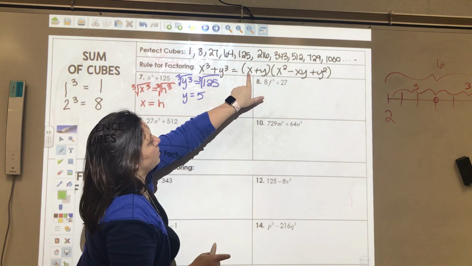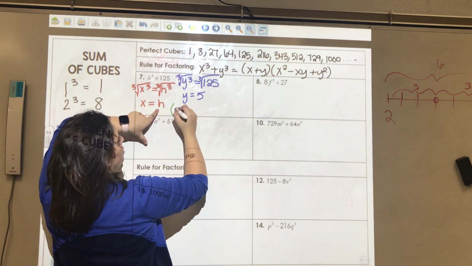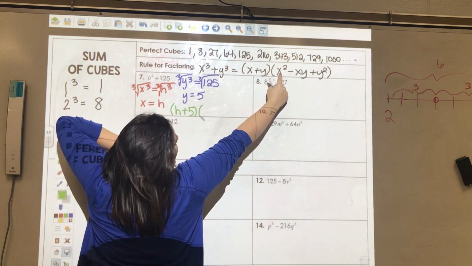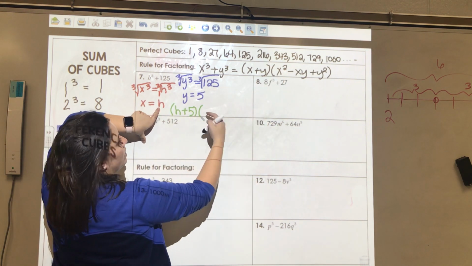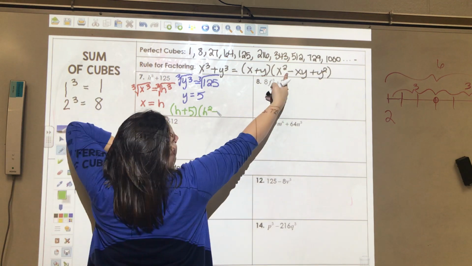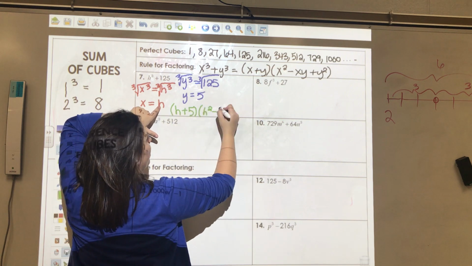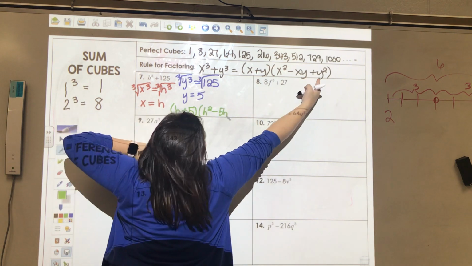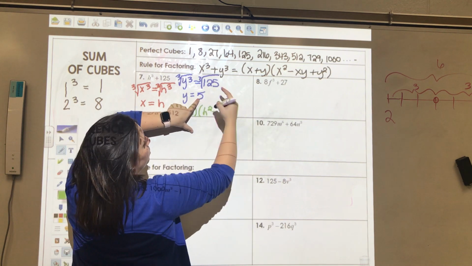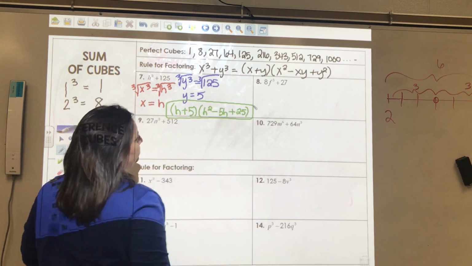So now all we have to do is plug and chug. It's telling us our answer is going to be in the form of parentheses, x plus y. Well, x is h, so it's h plus 5. Parentheses, x squared. Well, x is h, so it's going to be h squared. Minus x times y. Well, it's going to be this times this, so h times 5 is 5h. And then right here is a plus y squared. y is 5, so 5 squared is 25. This is your answer for this one.